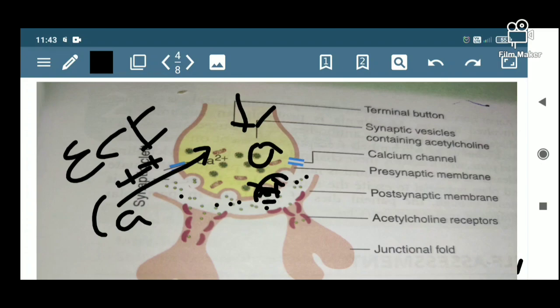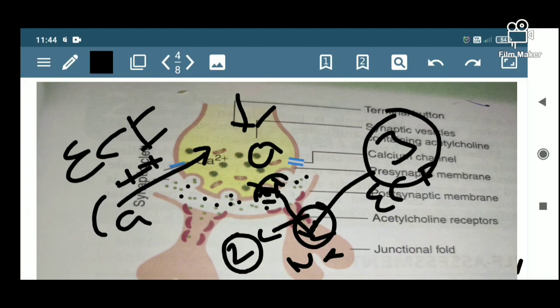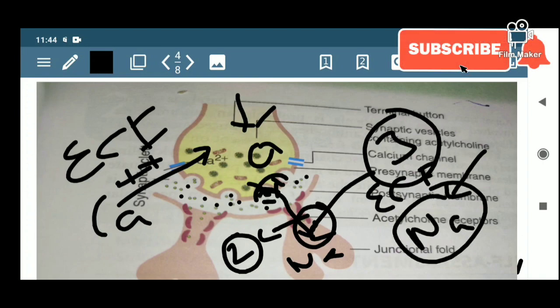The acetylcholine now present in the synaptic cleft enters the junctional folds, or you can say the postsynaptic membrane, and binds to the acetylcholine receptors. When acetylcholine binds to acetylcholine receptors, it leads to the influx of sodium from extracellular fluid into the junctional fold, and this leads to the development of end plate potential, which is the third step. So binding of acetylcholine to acetylcholine receptors is the second event, and the development of end plate potential means the influx of sodium. Many people have the doubt, what is end plate potential?